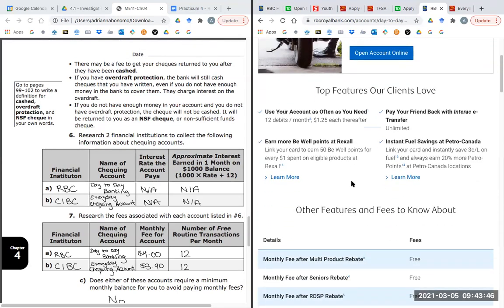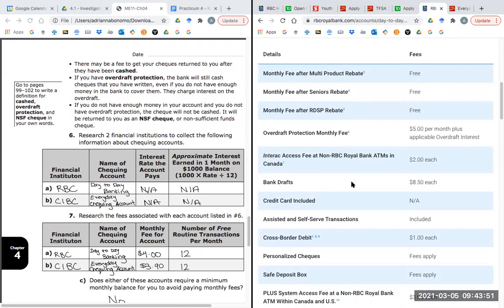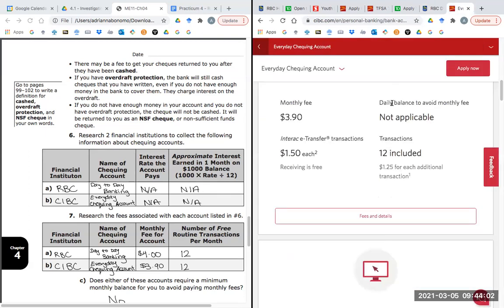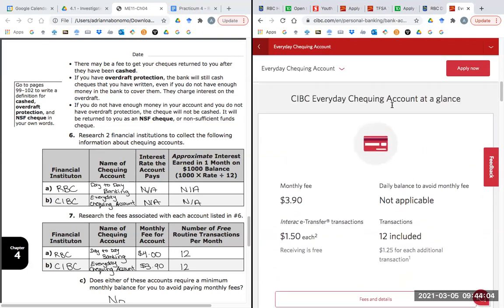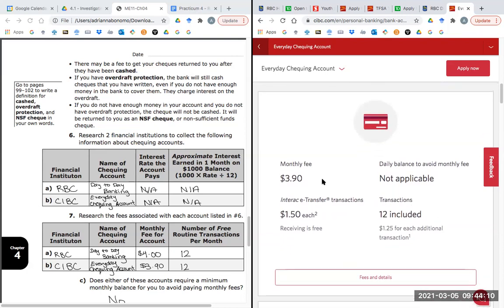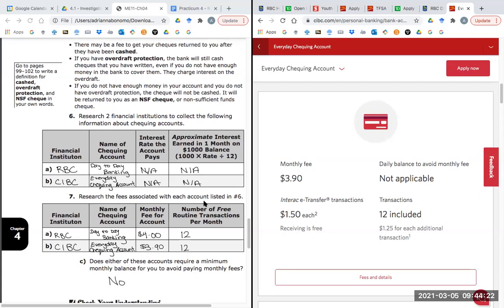There is actually no interest that the customer of this account has to pay, so we're going to put not applicable. And because there's no interest, there's nothing to calculate, so we're going to put not applicable. The second account is the CIBC everyday checking account. There is, again, no interest rate, so the customer of this account does not have to pay interest on top of the amount that they have in their bank account. And again, because there's no interest, we don't have to calculate what the interest would be per month. Now let's go to number 7, which I've kind of already jumped ahead to.